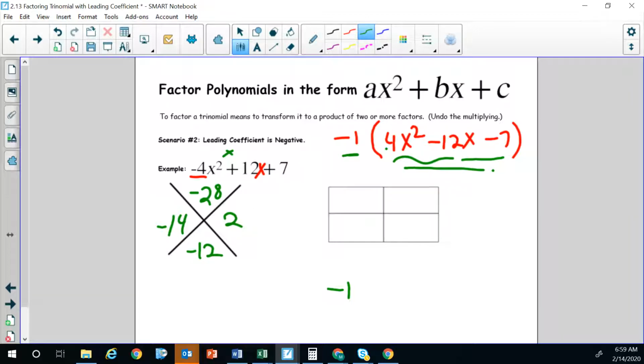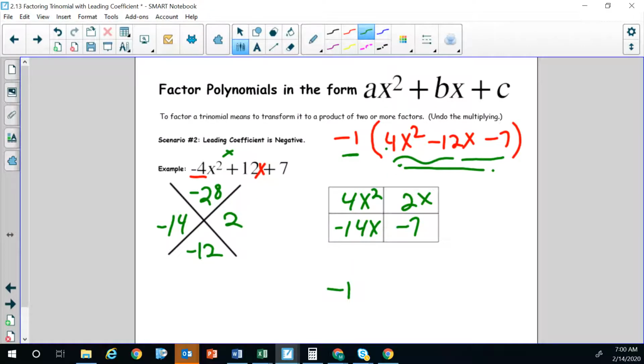So let's move over to the box. Now, the first box gets the first term of the trinomial, so it's going to be 4x squared. The last box gets the last term, which is -7. And then we fill in two other boxes. This becomes -14x, and this becomes 2x. And then this is what we've been doing for the last several days: how to find the terms on the outside.